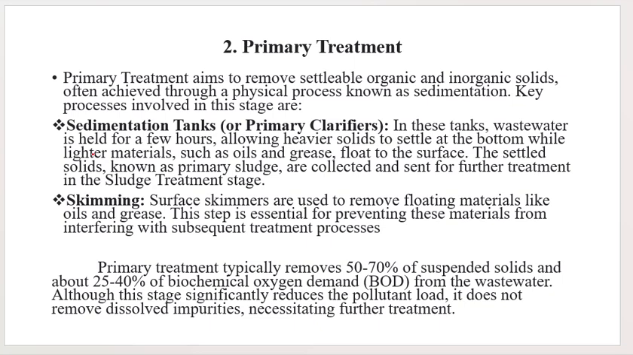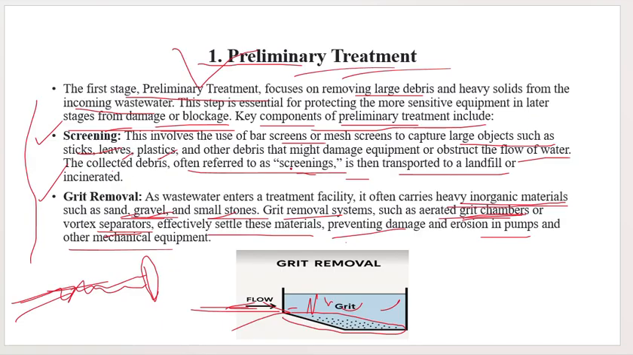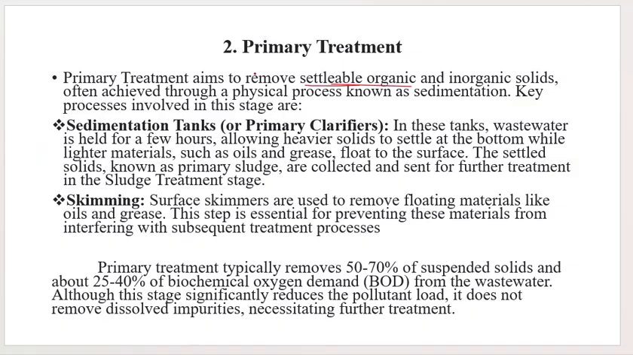Then the second stage, that is primary treatment. The primary treatment aims to remove settleable organic and inorganic solids. They're heavy materials, heavy pollutants, but not as heavy as those treated in primary. After this treatment, there will be remaining solids which can be settled gradually at the bottom of the tank. So that remaining solid or polluted material can be removed through primary treatment.